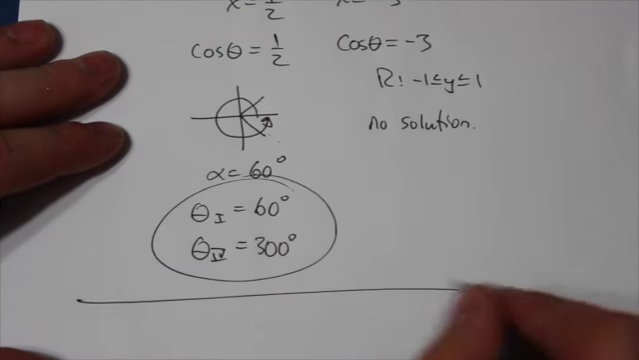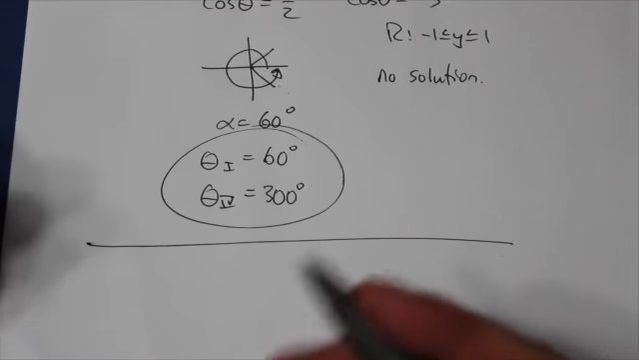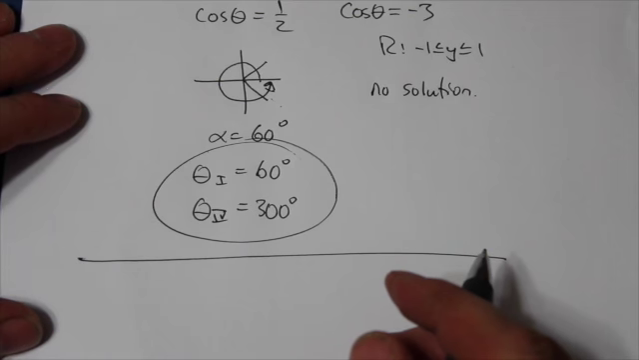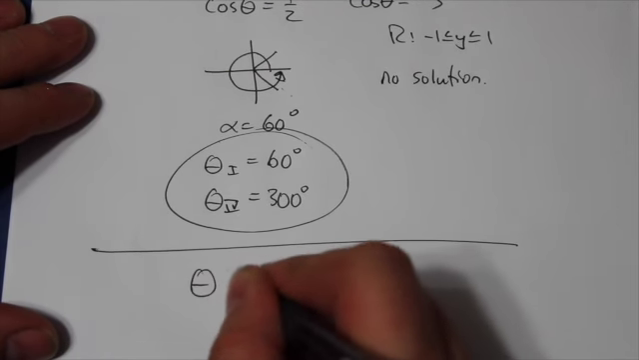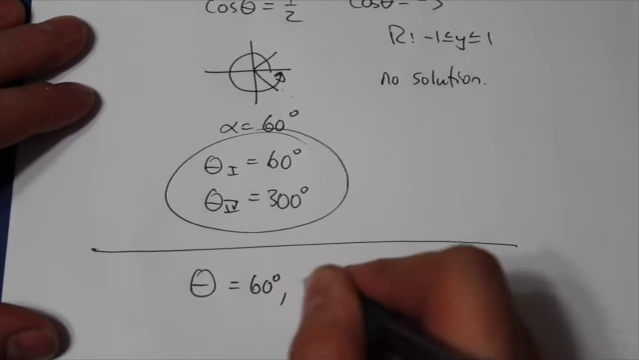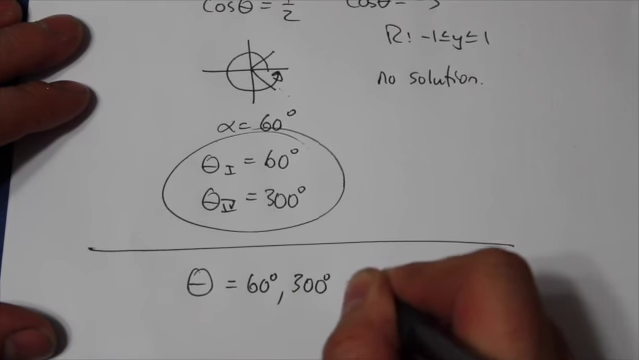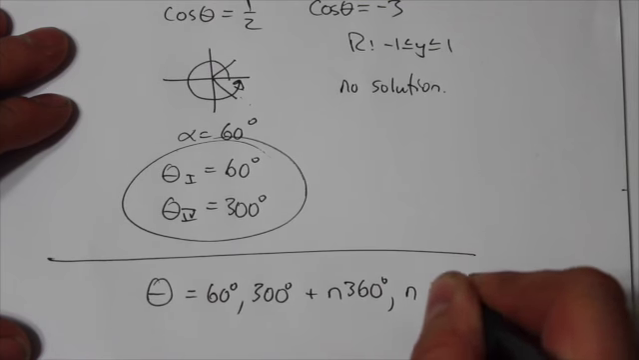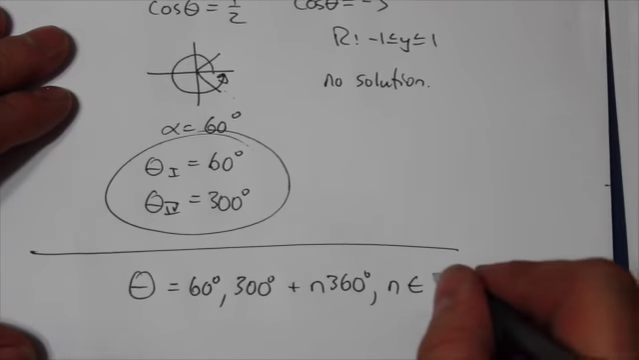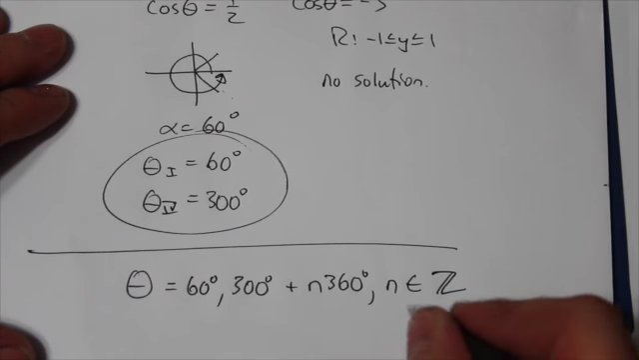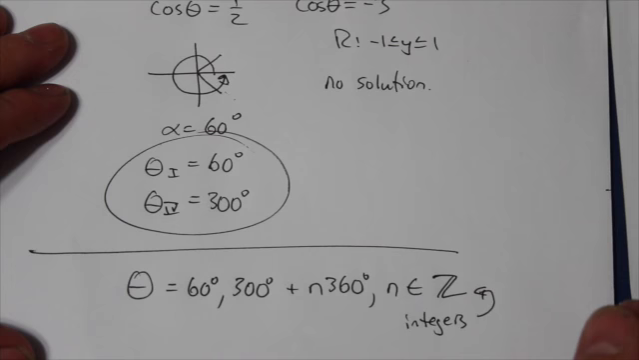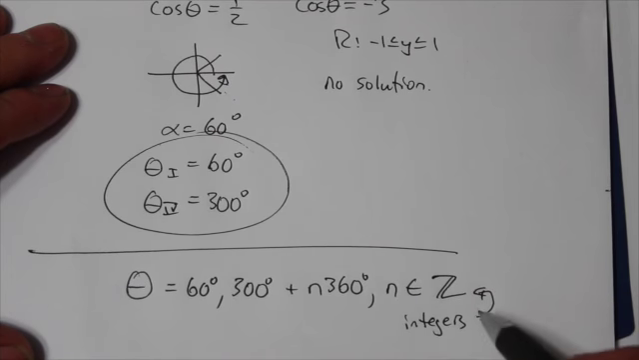Now, to write it as a general solution is actually pretty straightforward. You just have to know that, like sine, the period of cosine is 360 degrees. So we might write our answer here as 60 degrees or 300 degrees plus n times 360 degrees, where n is an element of Z. Now I'm going to use the Z here to represent integers. I know a lot of people use a capital I, but the more generally accepted term there is a Z.